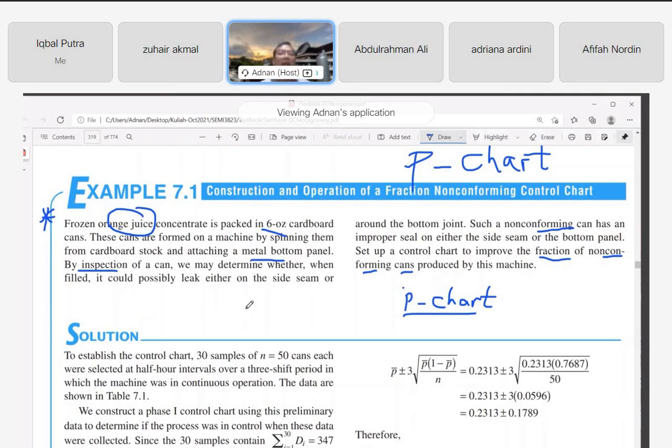Okay, and then either to see is there any leaking or not. Okay, on the side seam. Okay, or around the bottom joint.